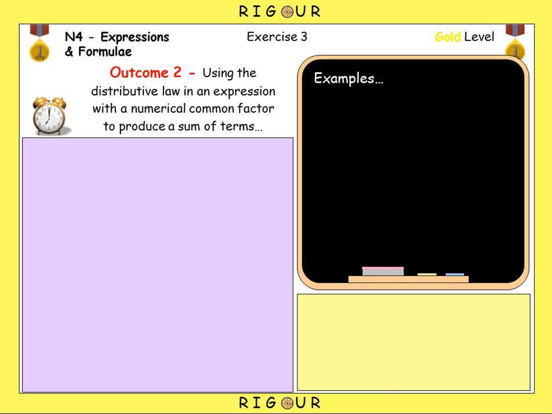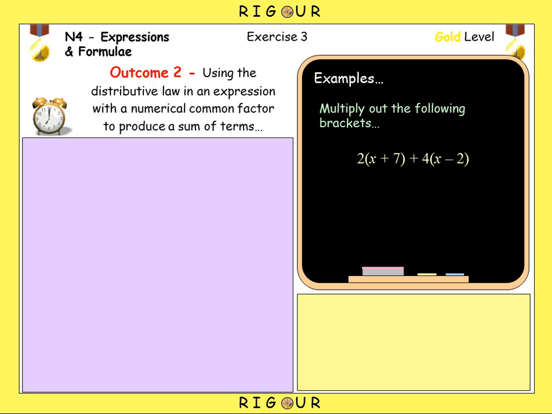So moving on to our second outcome, the distributive law, as we like to call it, multiplying out brackets. So in gold, what we have here is 2 sets of single brackets which are to multiply out and then gather like terms at the end. So this is typically a 3-step process. So we'll multiply out the first bracket first of all.